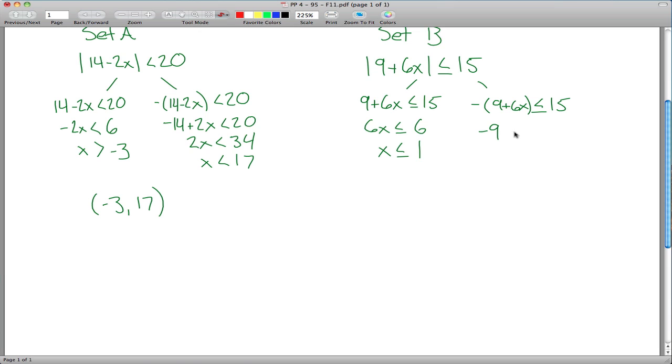Over here, distribute the negative, and then add 9 to both sides, and then divide by negative 6. Remember, dividing by a negative, you flip the inequality, you get x is greater than or equal to negative 4. So over here, we need it to be less than or equal to 1, greater than or equal to negative 4. So we're talking about this set right here.